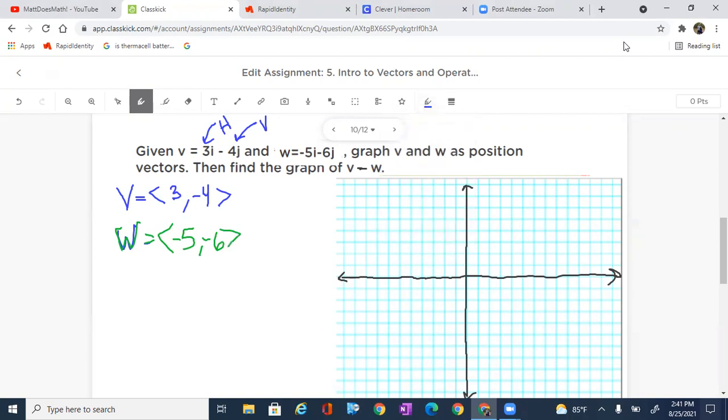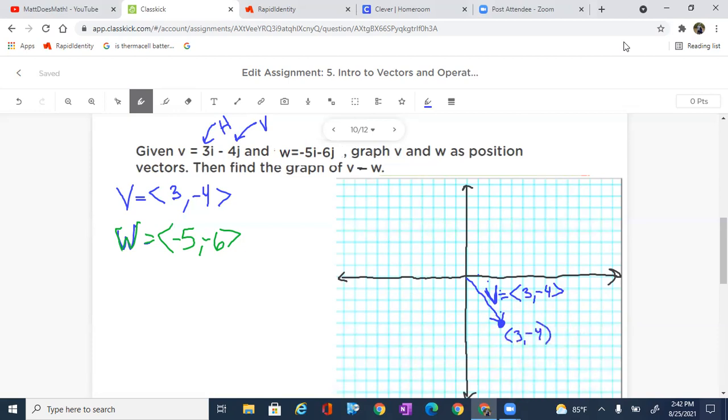So let's go ahead and start that. We take v, it is over 3 horizontally, and vertically 4. So 1, 2, 3, and down 4: 1, 2, 3, 4. Okay, and that will bring us to this location, which we will call vector v, with the horizontal and vertical components of 3 and negative 4. And notice it will end at a terminal point of 3, negative 4.